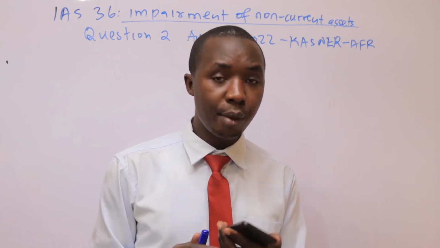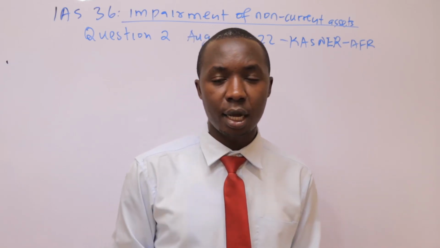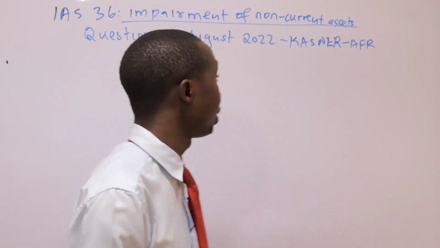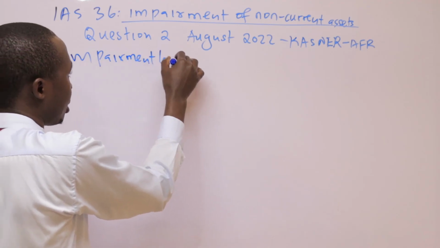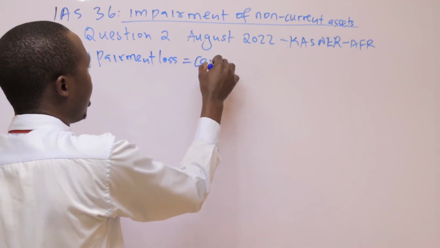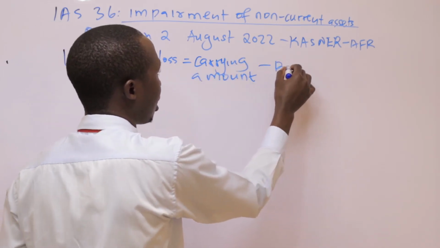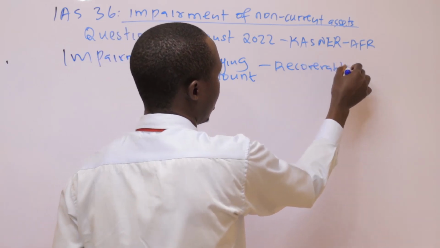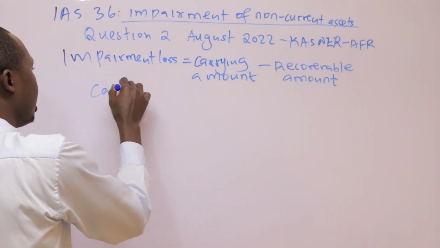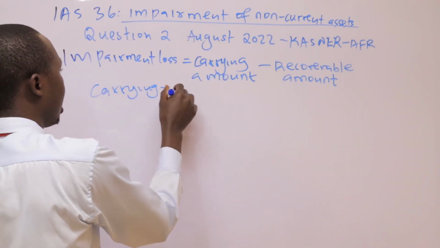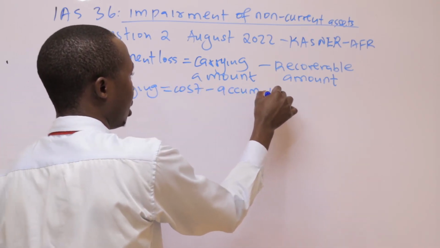Here they were in need of impairment. You need to understand the formula used in the calculation of impairment, whereby you take the carrying amount minus the recoverable amount. So impairment loss is equal to carrying amount minus recoverable amount. We know that the carrying amount is equal to cost less accumulated depreciation.